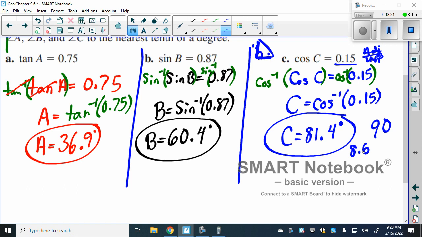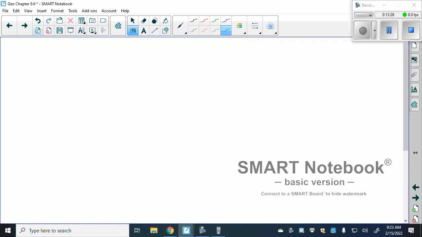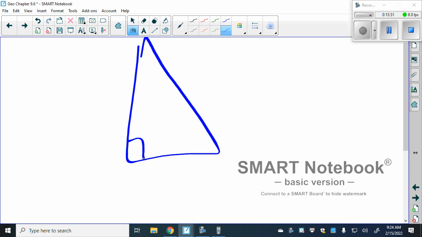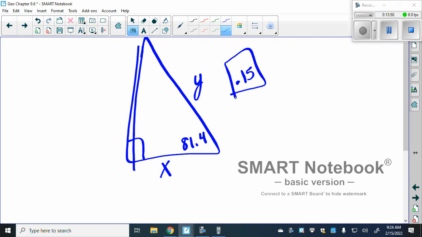Because if we draw the triangle, let's actually do that. Draw it nice and big. Angle, as we found, 81.4 degrees, yes? Well, cosine is what over what? Adjacent over the... So the relationship of these two sides is the 0.15, which means whatever this side length is would give us a value bigger than 0.15, because that side should be the bigger side. Does that kind of make sense?